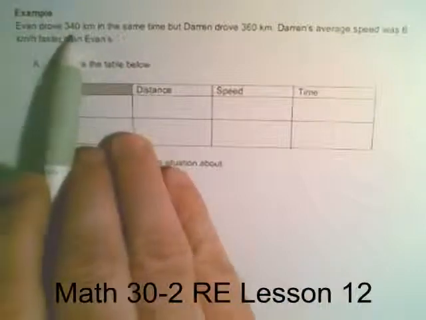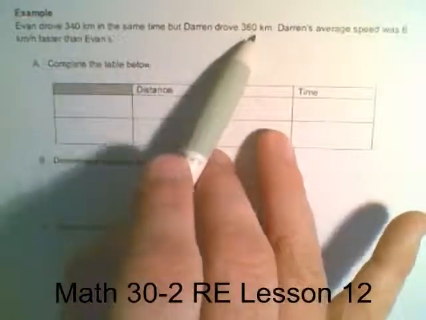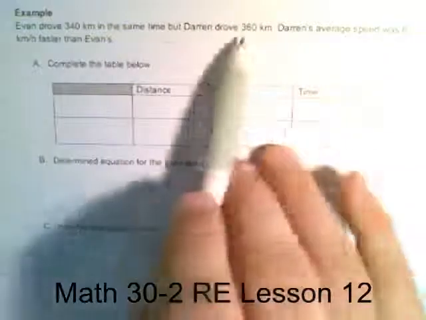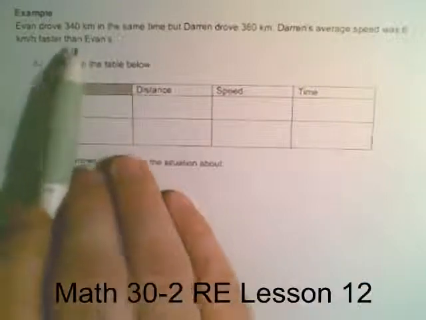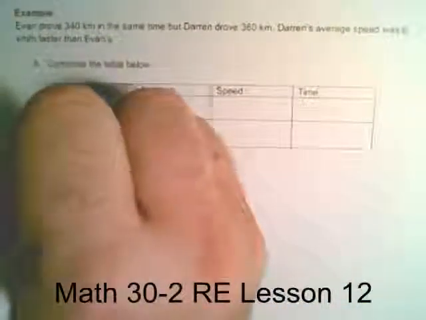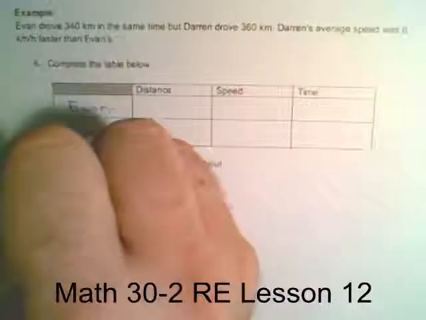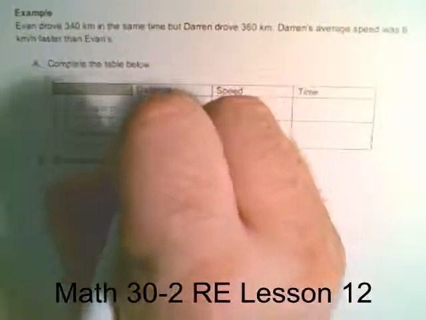So if I look at this one, Evan drove 340 kilometers in the same time that Darren drove 360. So I know the times for those two distances are the same. Darren's average speed, because he drove a little bit further, so you know he's faster. Darren's average speed was 6 kilometers per hour faster than Evan's. So I've got Darren and I've got Evan. Doesn't matter what order I do them in here, but Evan and Darren.